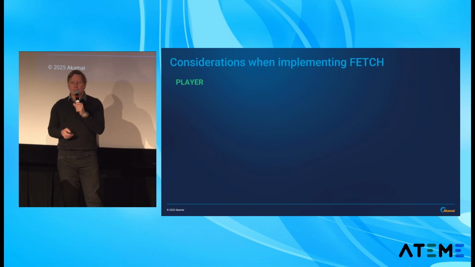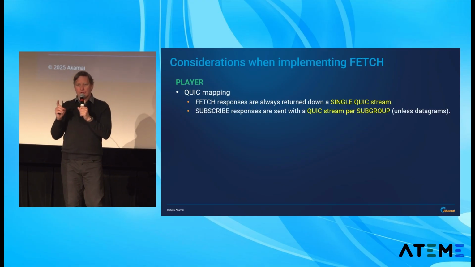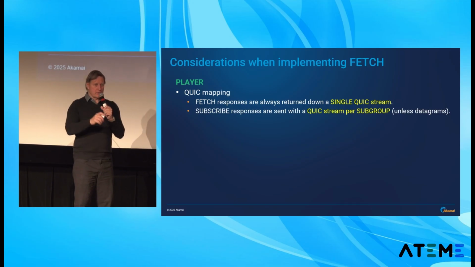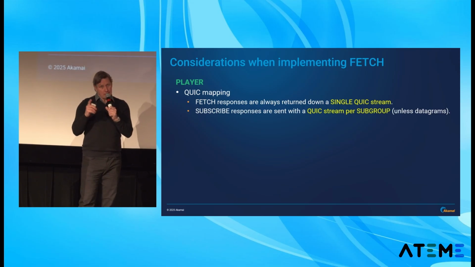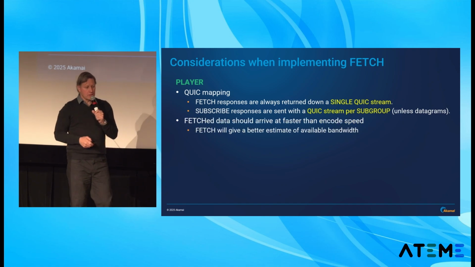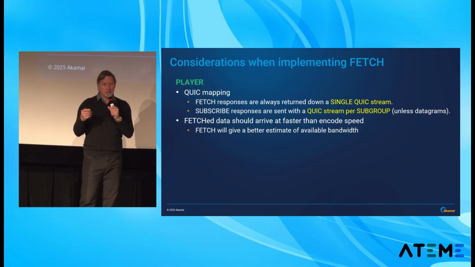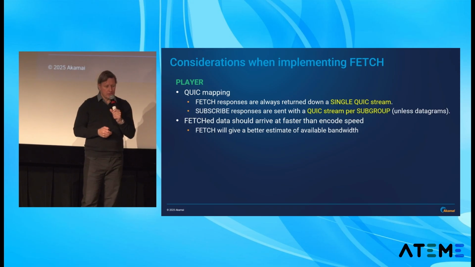So some considerations when you implement fetch. On the player side, fetch responses come back in a single QUIC stream. So forget that subgroup stuff. We delete it, and we just send you all your response in a QUIC stream because it's reliable and ordered. It's a very simple retrieval mechanism for the client. Subscribes are sent with a QUIC group or subgroup, as I mentioned in the opening. Your fetch data, as a consequence, since it's being pulled from cache, should arrive at faster than some multiple of its encoded speed. So it should give a better estimate of the available bandwidth than a live subscription, which is gated by how fast the encoder is actually producing the content.